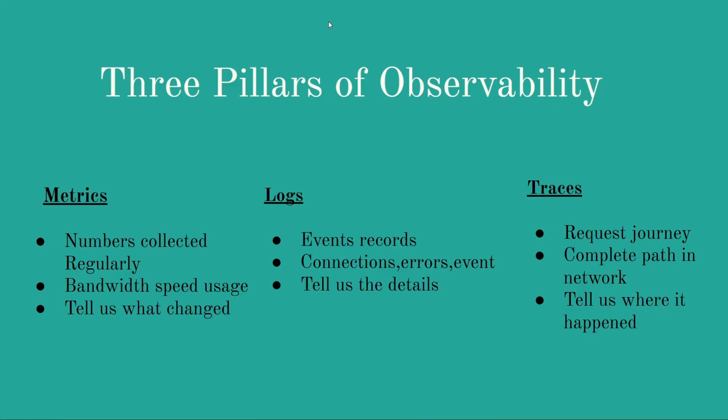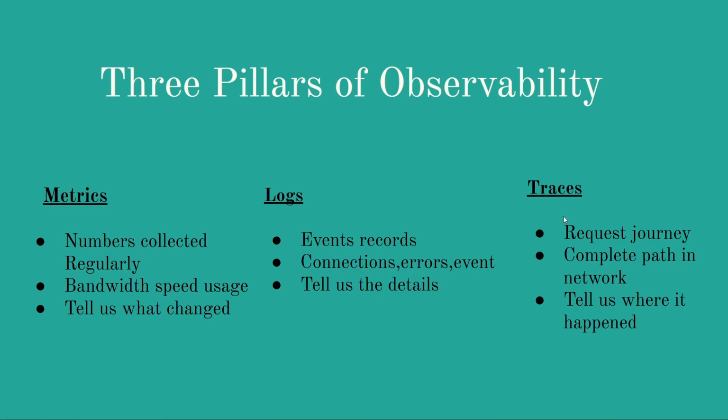Now I will be discussing three pillars of observability. The first one is metrics. These are numbers we collect regularly, like how fast data moves or how much data we are using. Metrics tell us what has basically changed. Now moving towards the second type, logs. Logs are records of events in our networks, like when someone connects or when something fails. Logs tell us the details.